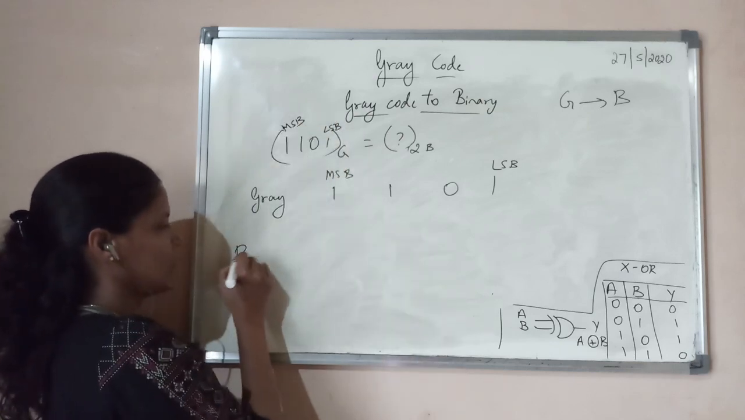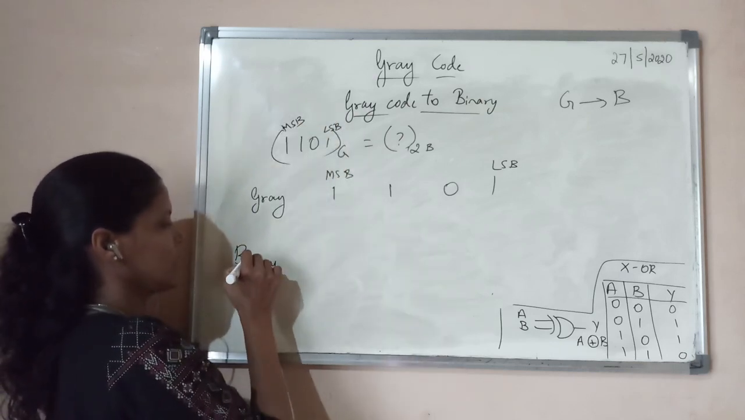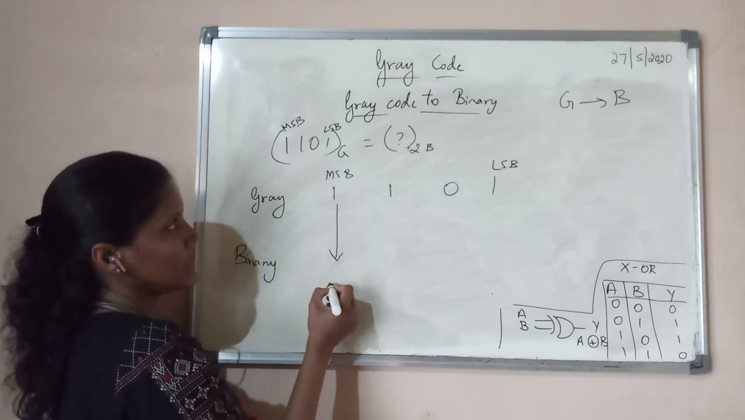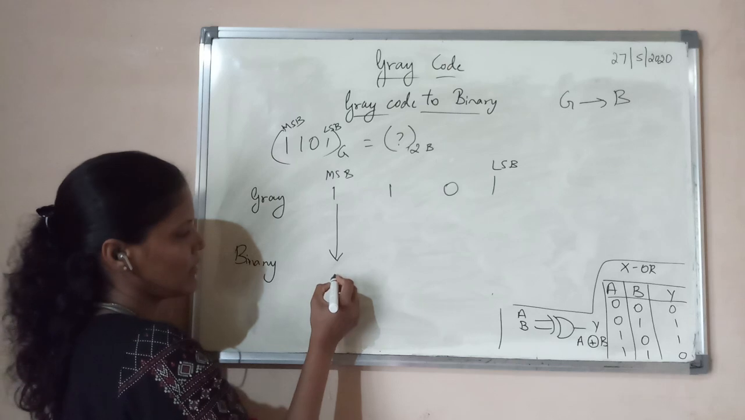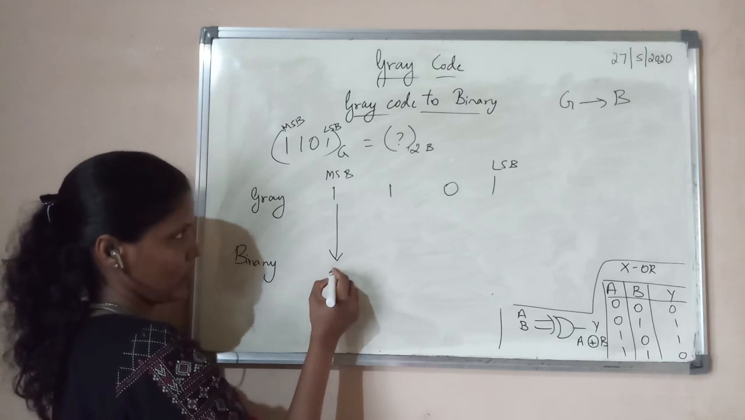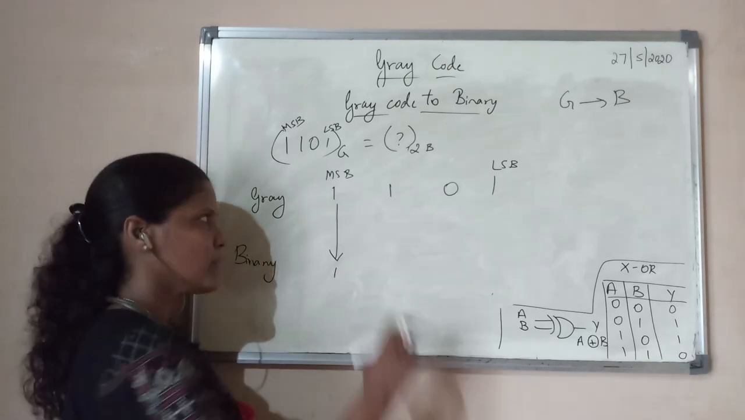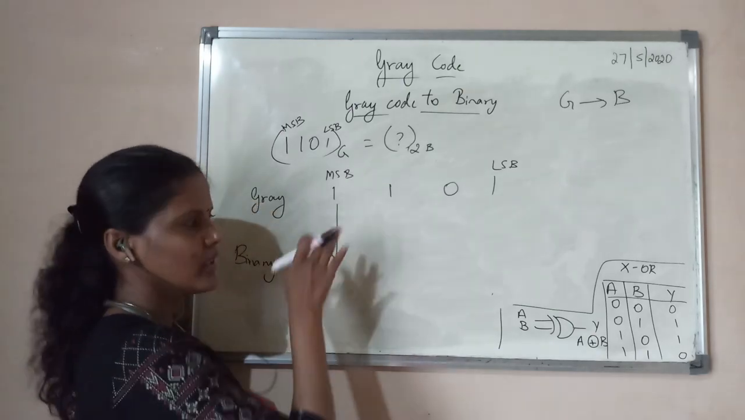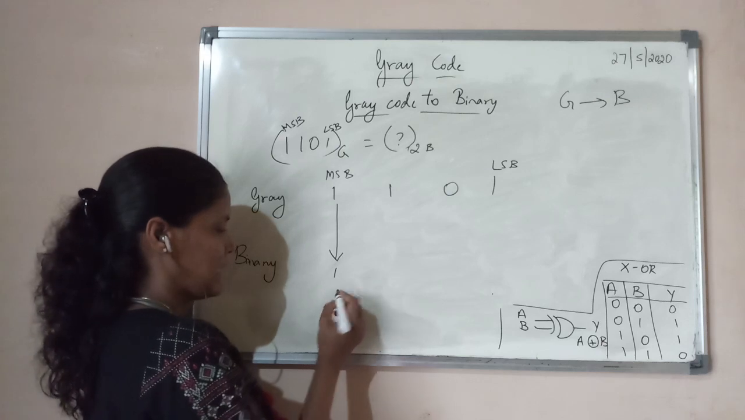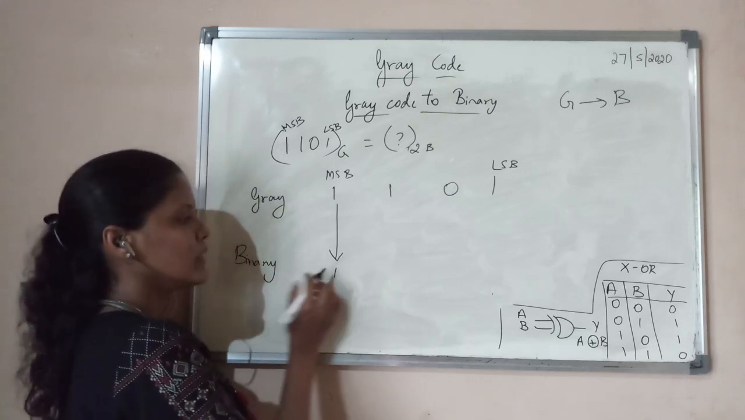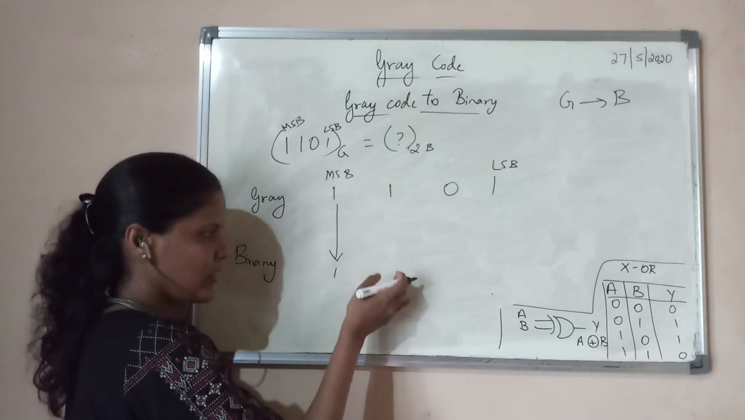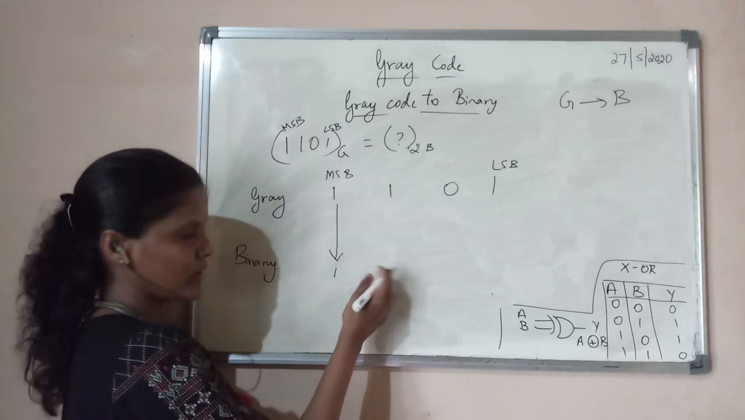Now I want to convert this into binary. The MSB of the binary is the same as the MSB of the gray code, 1. Now we are going to go in a zigzag manner. The MSB of the binary will be XORed with the second MSB of the gray code and you are going to get the second MSB of the binary.